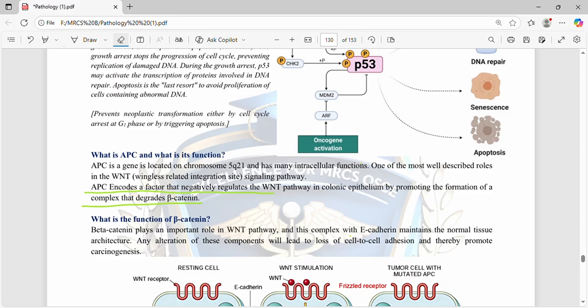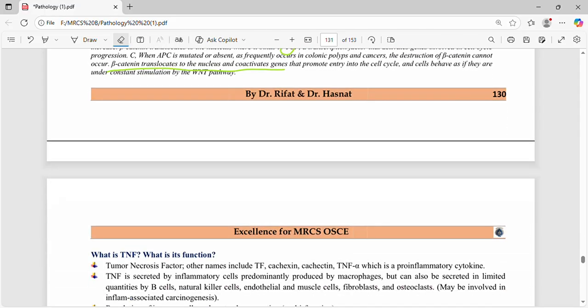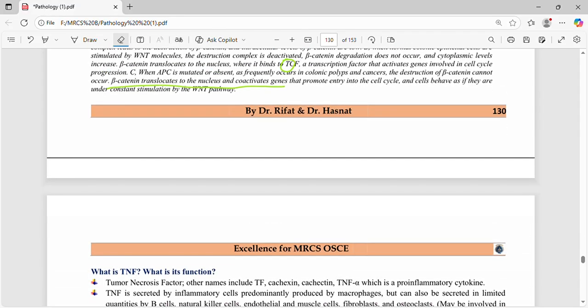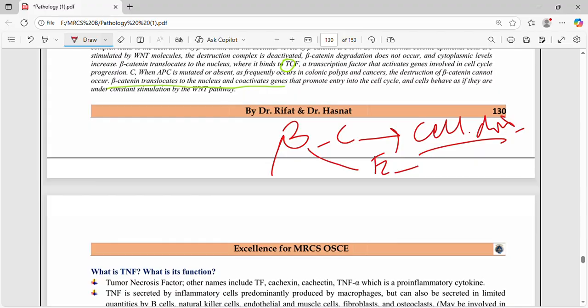So what is the function of beta-catenin? Beta-catenin plays an important role in the WNT pathway. It stimulates the nucleus through the WNT pathway, and its complex with E-cadherin maintains the normal tissue architecture. So beta-catenin has two functions. On one side, it helps in cell division because it transmits signals; on the other side, it is attached to the E-cadherin, so they help in adhesion of the cells.